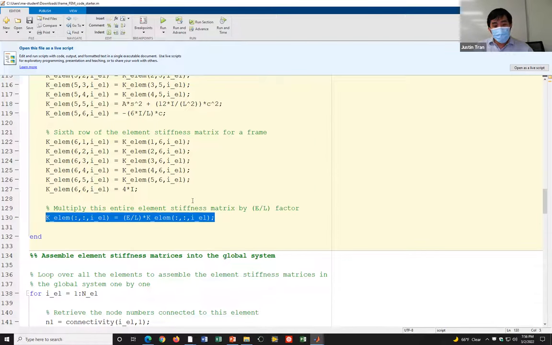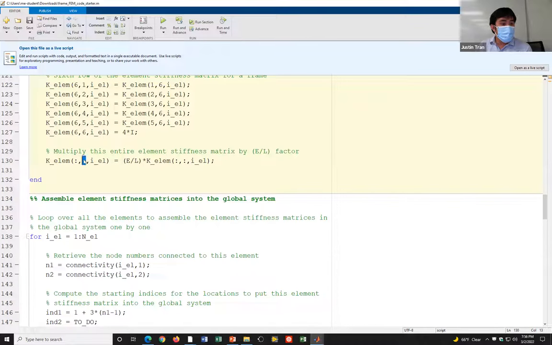But the last thing I want to say is that before we exit the loop, you can see that we multiply the entire element stiffness matrix by E over L, and that takes care of the coefficient out front. If you're not familiar with MATLAB syntax, the colon means you're asking MATLAB to apply this to everything in this dimension. So for this particular line, we're multiplying the entire element stiffness matrix, all 6 by 6 terms, 36, by E over L. That's why we're doing K element colon comma colon at IEL, and then we multiply that by E over L.